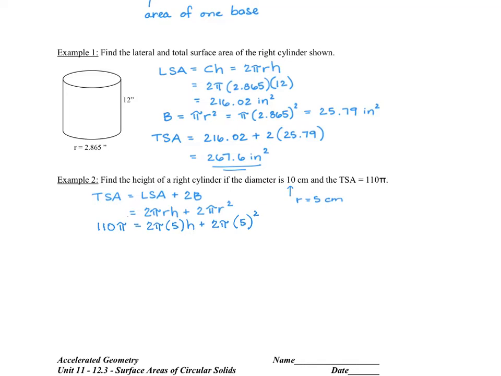I see pi in every term, so that can cancel out. So I'll have 110 equals 10 times the height plus 2 times 5 squared, and 5 squared is 25, so times 2 is 50. When I subtract 50 from both sides, I get 60 is equal to 10 times the height. And when I divide both sides by 10, I find that the height is 6 centimeters.